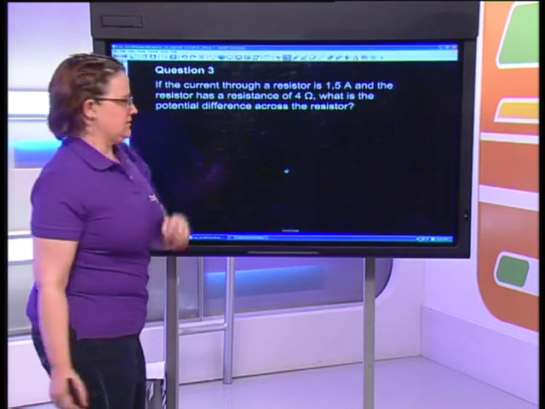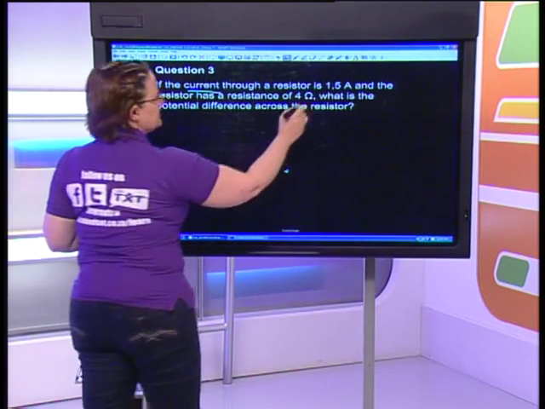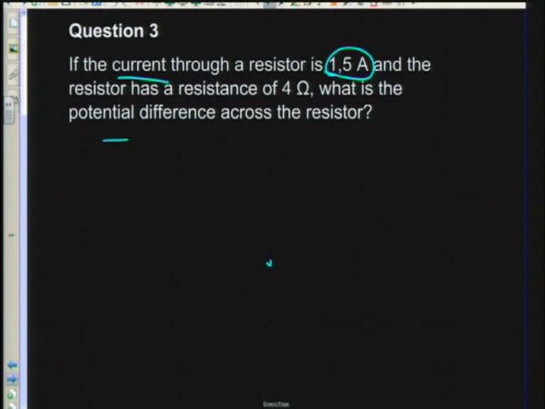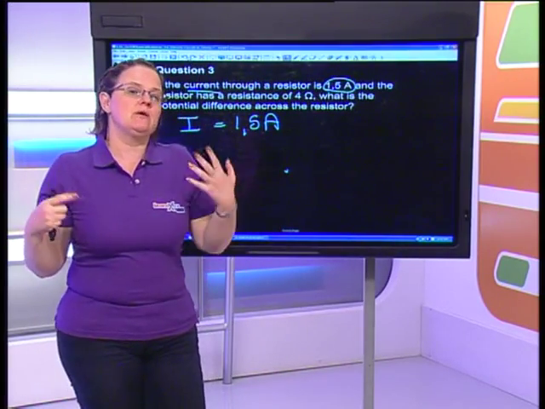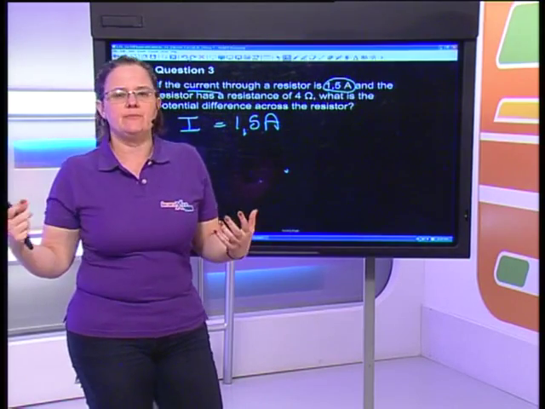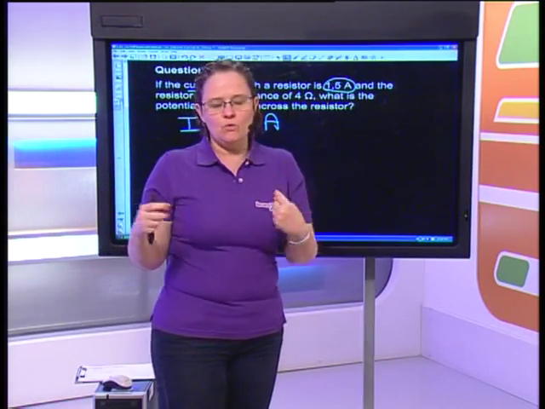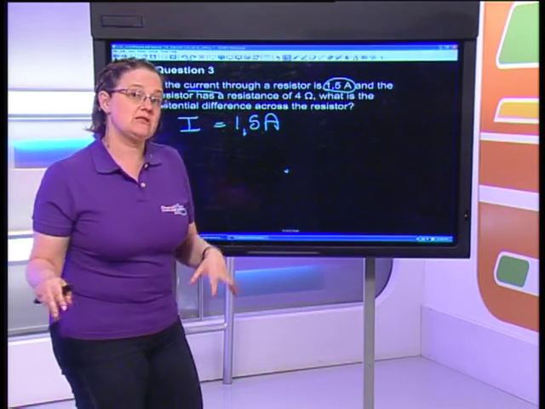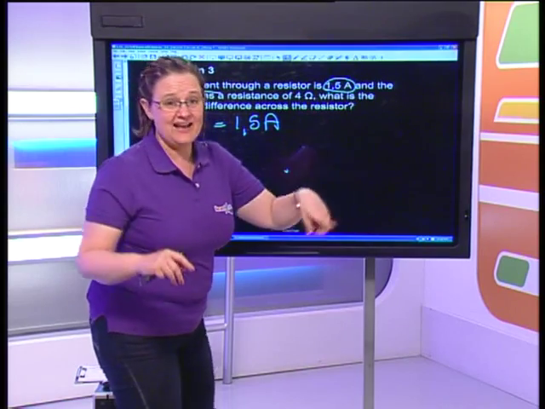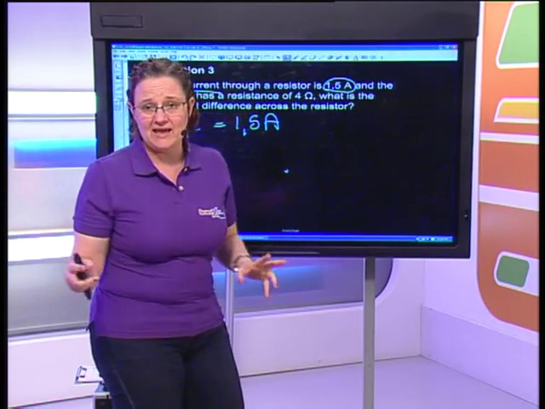The next question says: the current through a resistor is 1.5 amps. So they're saying I is 1.5. Grade 10s, as you watch me do this and the things I write, I'm actually talking through the thought process that goes on in my head. When I do a memo to an exam or a question for the first time, this is exactly what I do. I underline things, I ring things, I talk it through in my head.